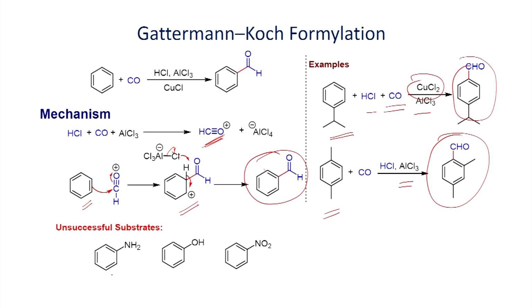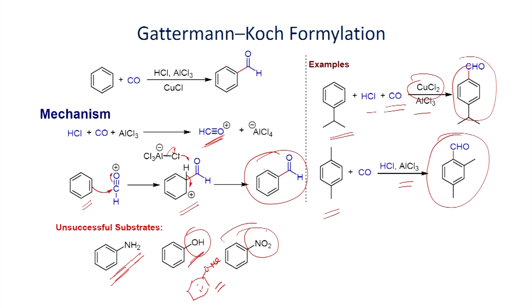So, this reaction has some limitations. For example, if you have a functional group like amino group, phenol, ether, and nitro group, the reaction does not work. This is because when you have the amino group and hydroxy group, they can make chelation with your Lewis acid. Similarly, if you have ether, that also can make chelation with Lewis acid, and the reaction can be slowed.